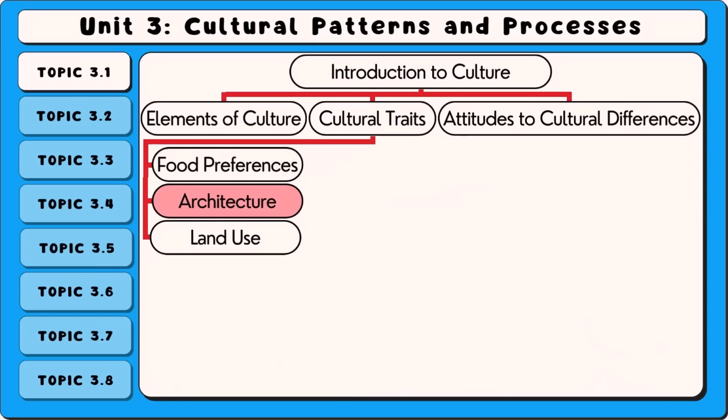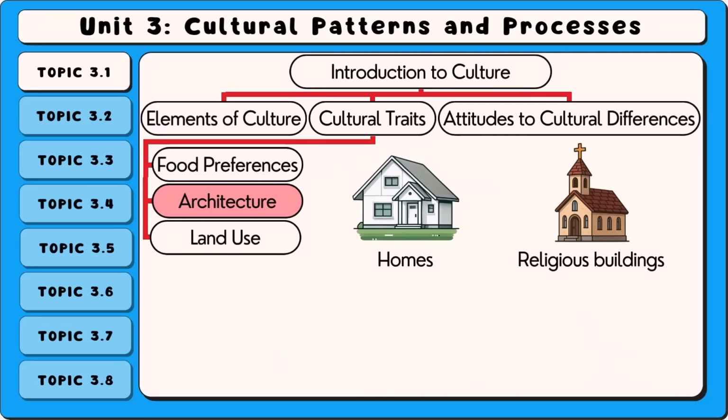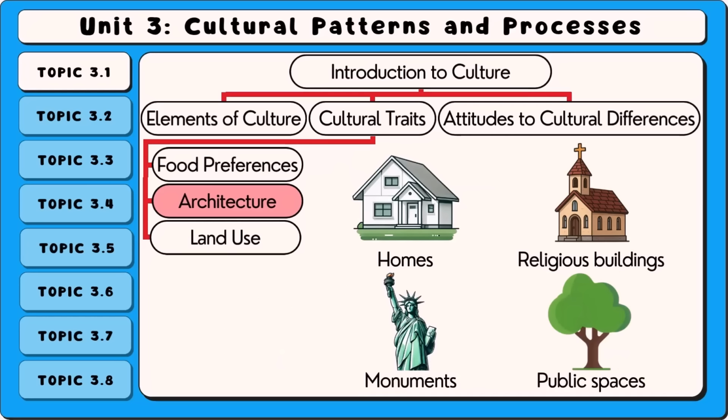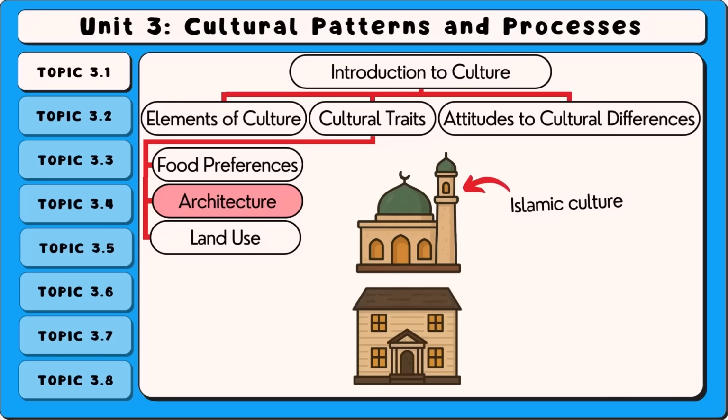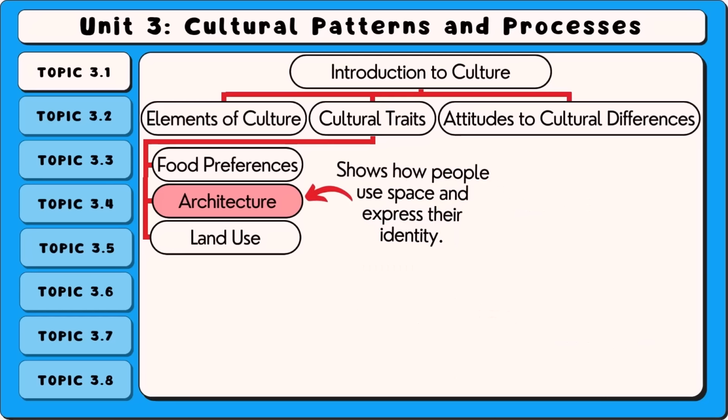Architecture includes the design of homes, religious buildings, monuments, and public spaces. A mosque with a dome and minaret reflects Islamic culture, while a colonial-style house in the U.S. reflects European influence. Architecture shows how people use space and express their identity.